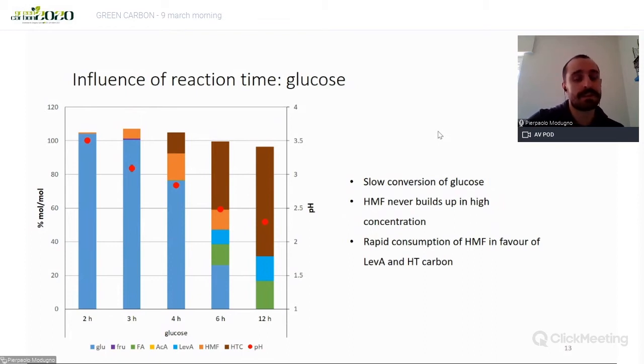Here we can see the products of glucose conversion. The glucose conversion appears to be significantly lower compared to fructose conversion, and HMF, always in orange, in this case doesn't have time to build up in the reaction medium. As soon as it is formed, it is converted to levulinic acid, formic acid, and hydrothermal carbon.